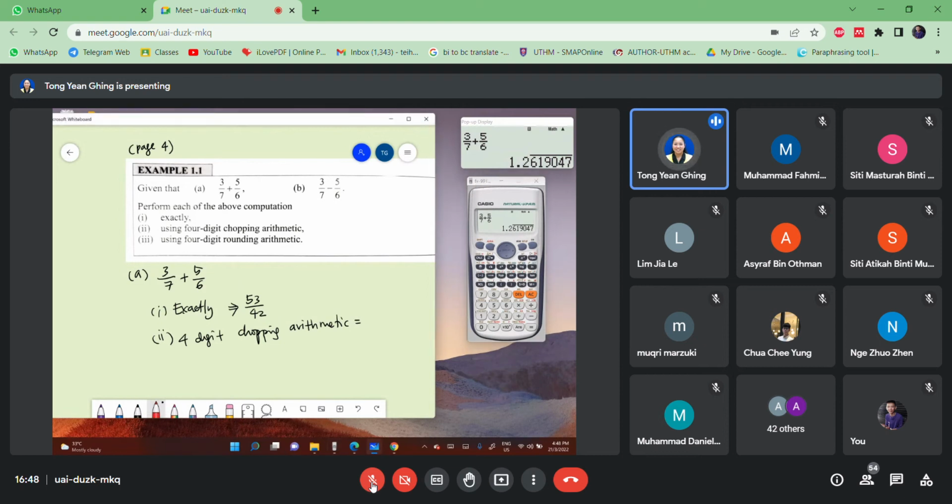So, kejap saya tulis dulu. Dia sama dengan 1.2619047. So now I want to get chopping. Chopping 1, 2, 3, 4. So this and then chop. So become 1.261. Okay. And then if let's say 4-digit rounding arithmetic become 1.262. 9 round up. Okay, this one is simple.